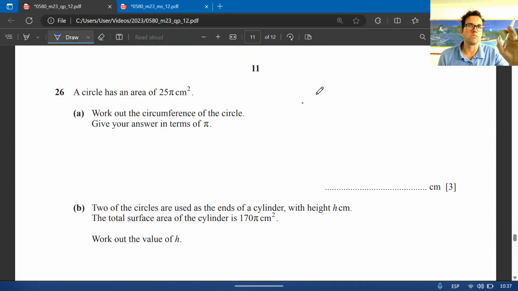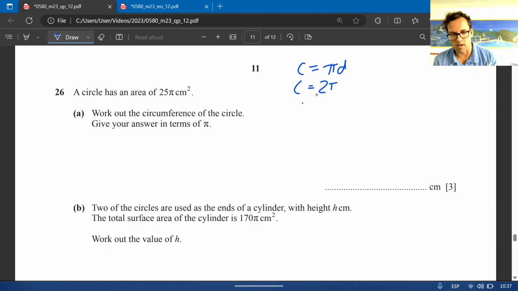Circle. The moment you see circle, you just go C equals pi d, or C equals 2 pi r, or A equals pi r squared. Memorize those, yeah, tattoo them. No, don't tattoo them, I think you'll cheat. Write them on your ceiling when you lay in bed all day, and you read it all the time. Work out the circumference of the circle.